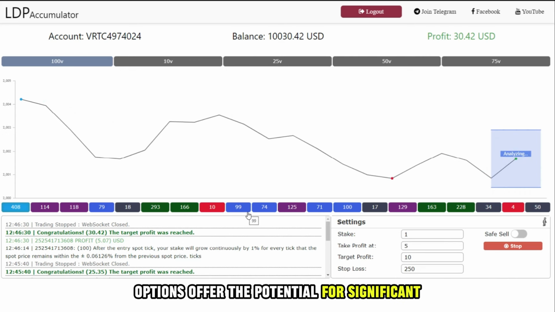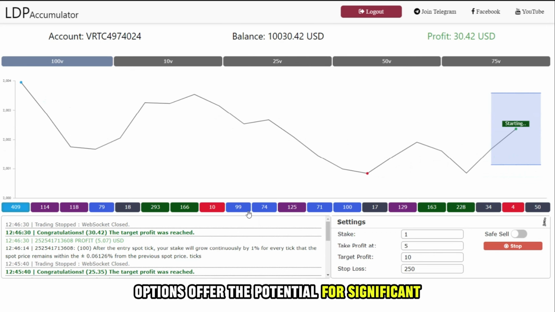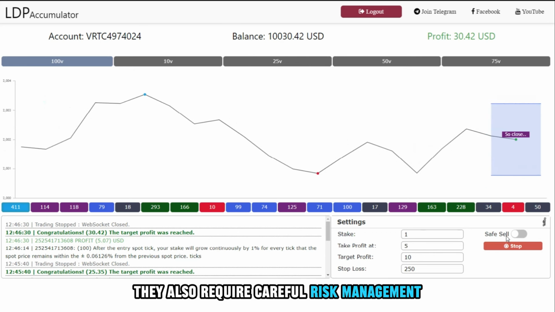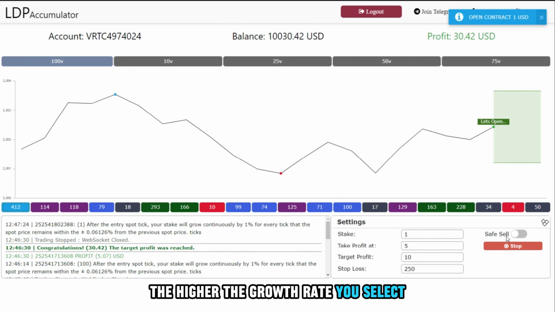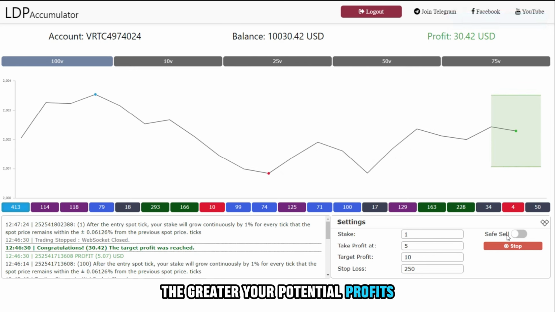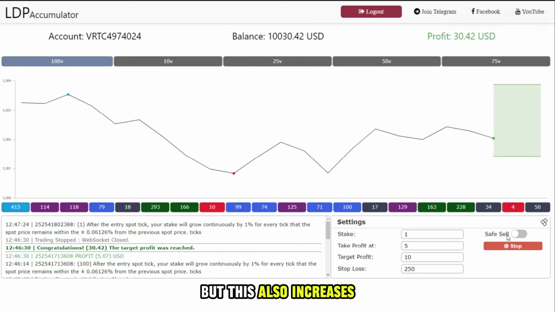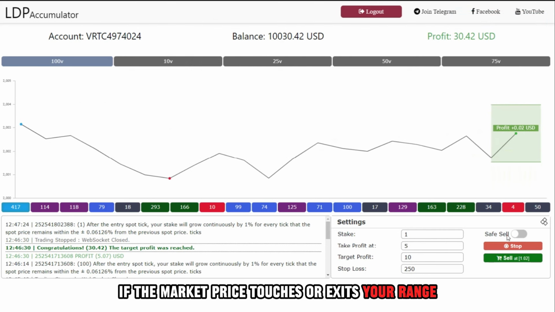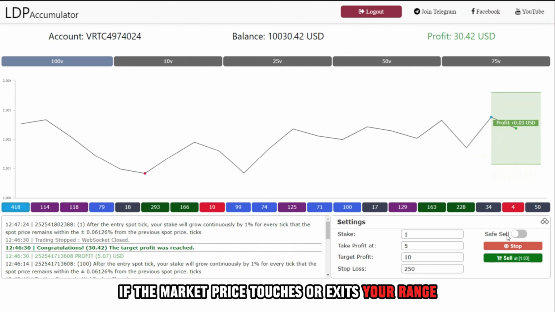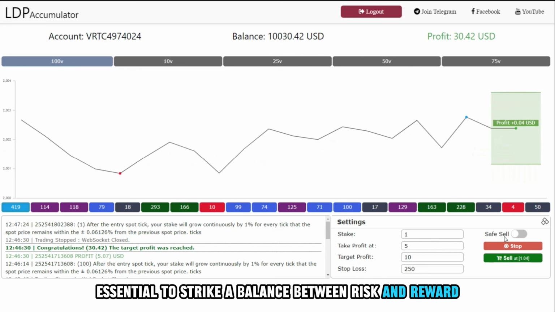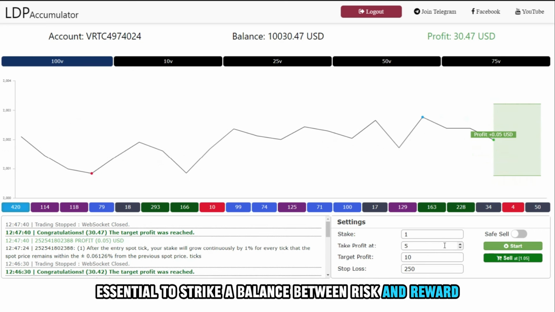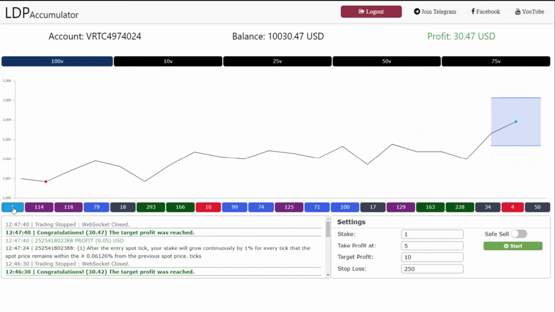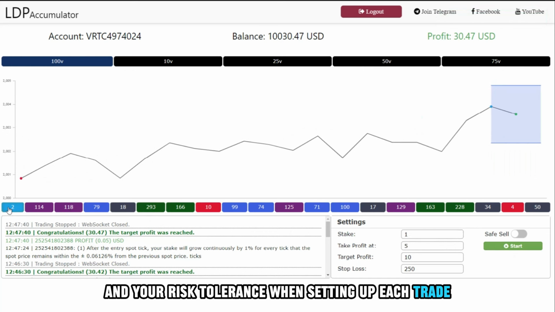While accumulator options offer the potential for significant compounding growth, they also require careful risk management. The higher the growth rate you select, the greater your potential profits. But this also increases the risk of your trade closing prematurely if the market price touches or exits your range. That's why it's essential to strike a balance between risk and reward. Consider the market conditions, your trading goals, and your risk tolerance when setting up each trade.